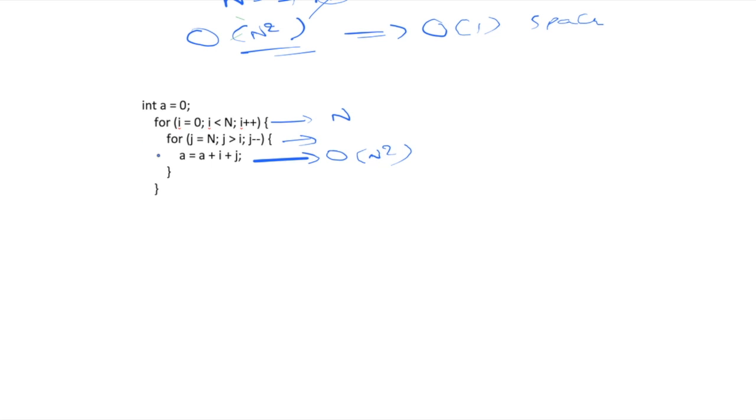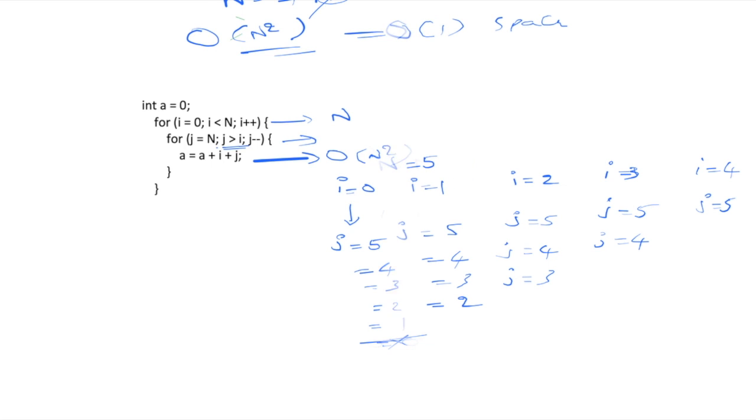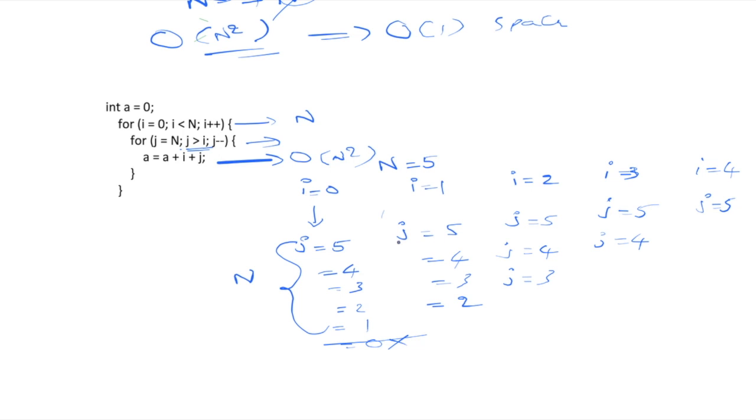So this line executes n times. Here we are initializing j to n, and then the loop condition is j should be greater than i, and j minus minus. So let's take n equal to 5, then i equal to 0. So j will be 5, 4, 3, 2, 1. When it comes to 0, this condition doesn't hold, which means it doesn't run. We see here, this is running for n times, and this n minus 1, and this n minus 2, n minus 3, down to 1. So this is executing for n minus 1, and so on till 1 time.